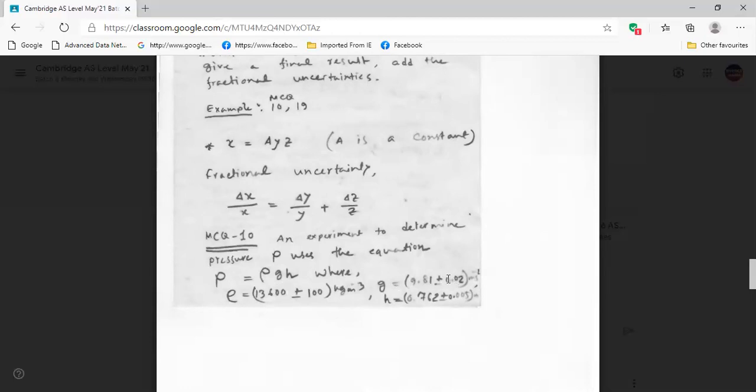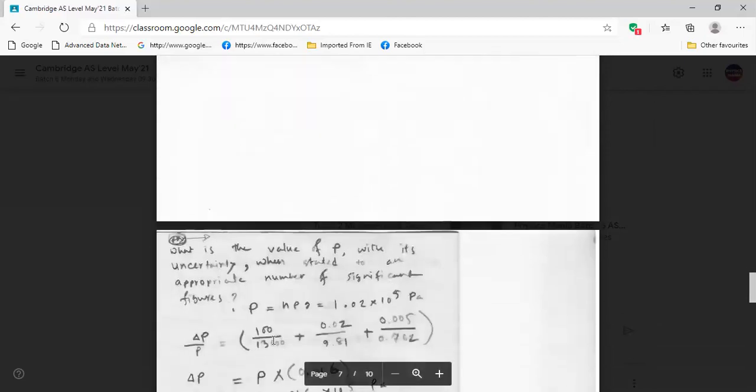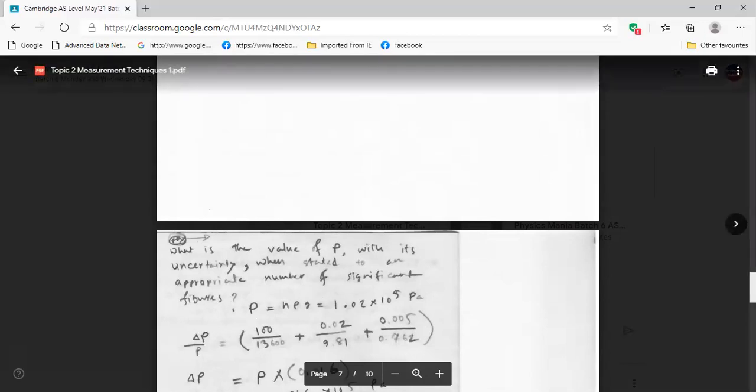Similar for g, the absolute uncertainty is 0.02 and the measured value is 9.81. Again for height, the absolute uncertainty is 0.005. So all the absolute uncertainties divided by the measured value give you the fractional uncertainty. Separately for rho, for g and for h, if you add them together, then it gives the fractional uncertainty in pressure. Is it clear now? Yes.